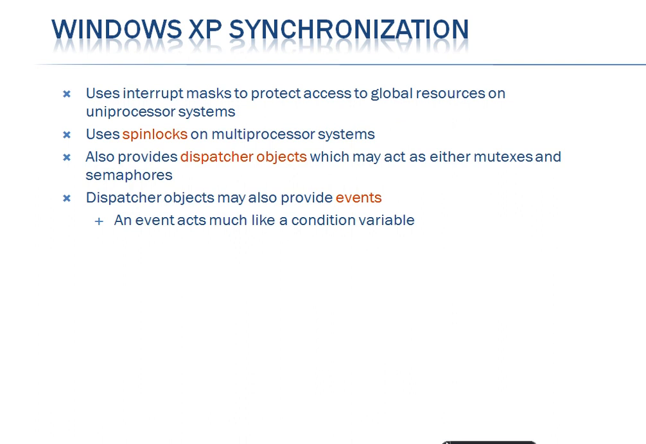Whereas Windows XP uses interrupt masks to protect access to global resources on a uniprocessor system. In case of a multiprocessor system, Windows XP makes use of spin locks. Windows XP also provides dispatcher objects which may act as either mutexes or semaphores. Dispatcher objects may also provide events. Now events act like a condition variable.